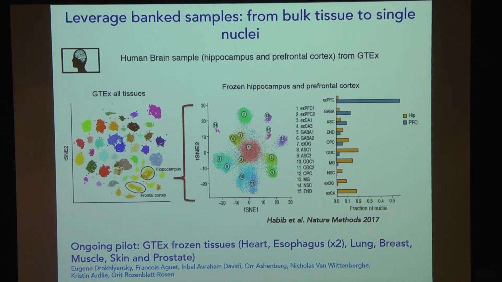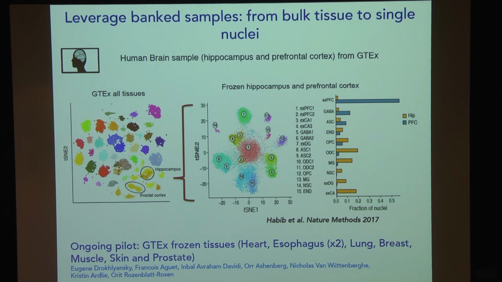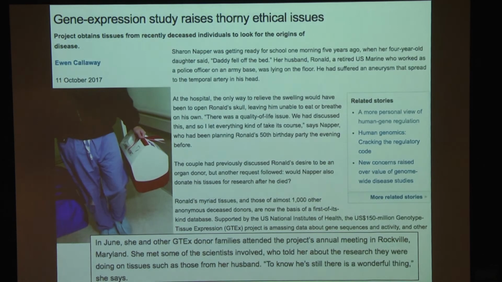This is an ongoing pilot. We're now surveying all of the tissues that we actually ended up freezing in GTEx, and those include the heart, esophagus, lung, breast, muscle, skin, and prostate. All of these are challenging in their own ways, but we're trying to see how these methods can apply to all of these different tissues.